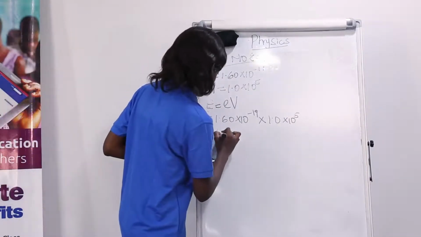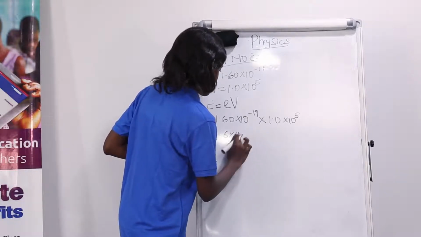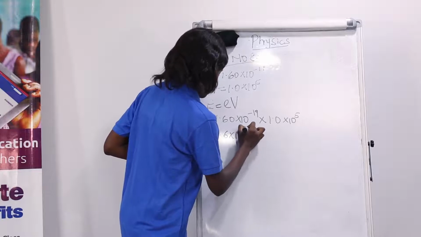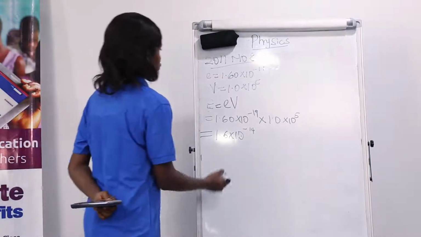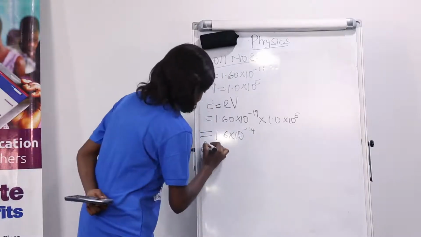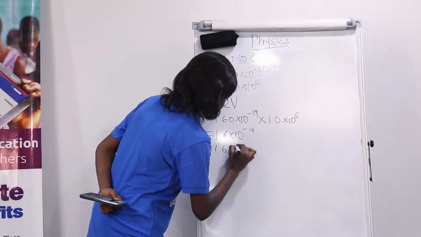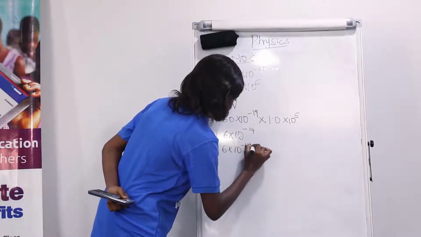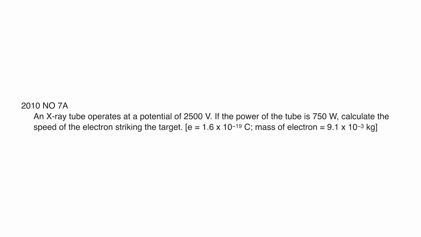We have 1.6 times 10 raised to the power minus 14. Therefore, our energy in electrons is 1.6 times 10 raised to the power minus 14 joules. Our next question is taken from the year 2010, number 7A.